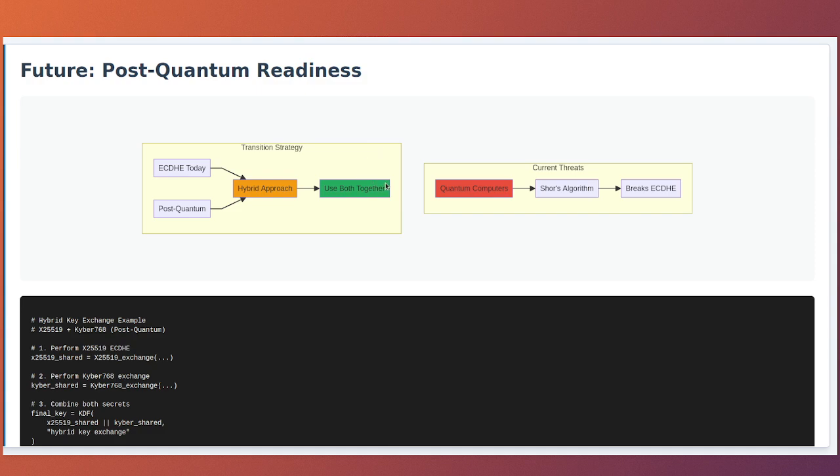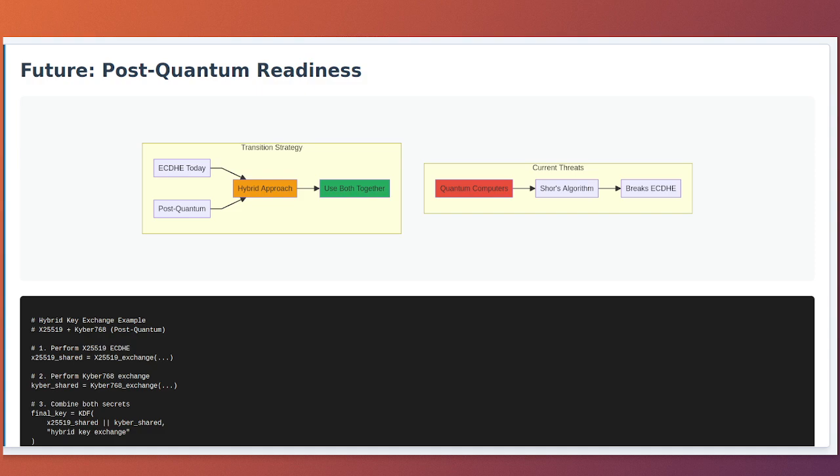In the near term, ECDHE continues to evolve. New curves like SEC-P256K1, used in Bitcoin, and 4Q, developed by Microsoft Research, offer various improvements. Implementation techniques continue to advance, with new protections against side-channel attacks and faster algorithms for curve operations.